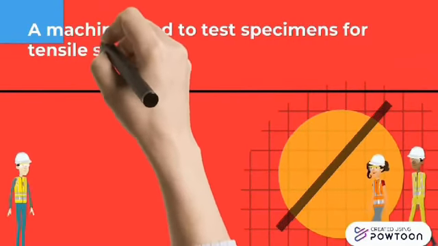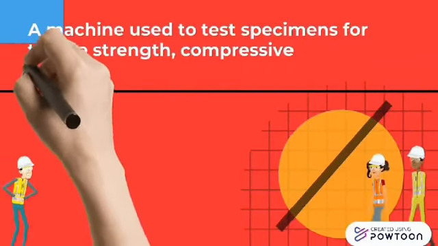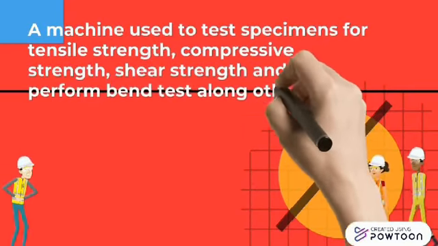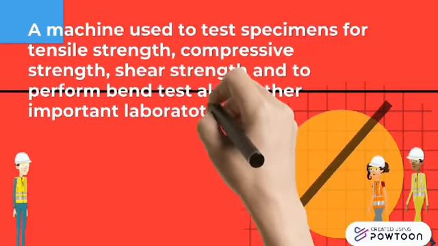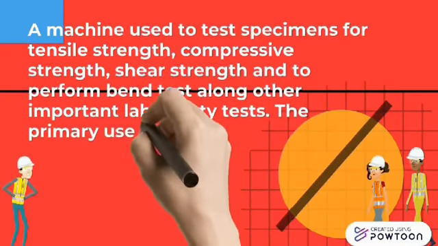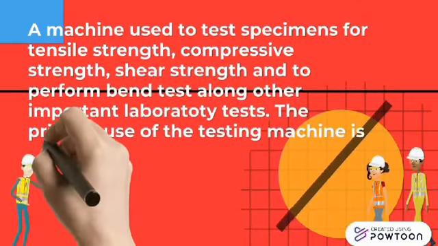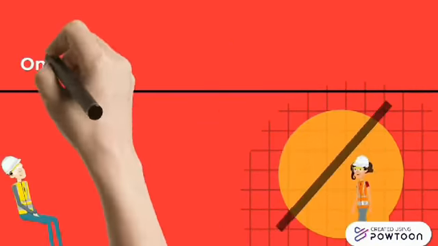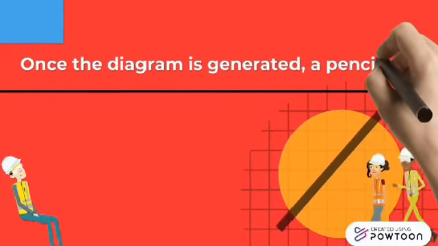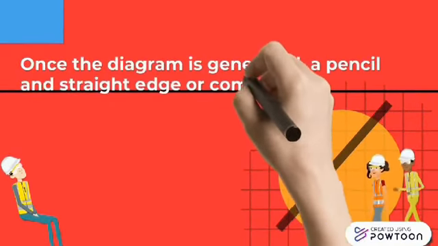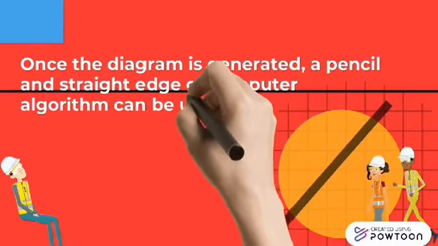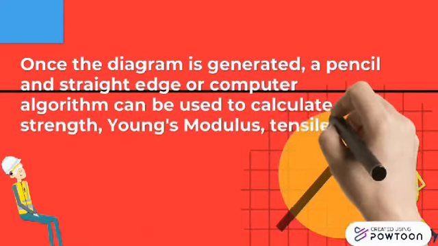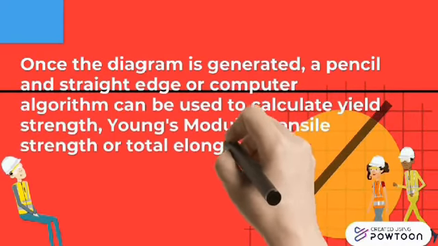A machine used to test specimens for tensile strength, compressive strength, shear strength, and to perform bend tests along other important laboratory tests. The primary use of the testing machine is to create the stress-strain diagram. Once the diagram is generated, a pencil and straight edge or computer algorithm can be used to calculate yield strength, Young's modulus, tensile strength, or total elongation.